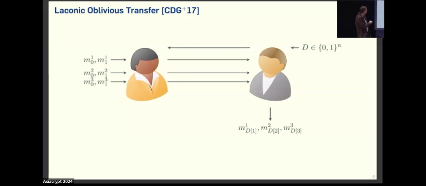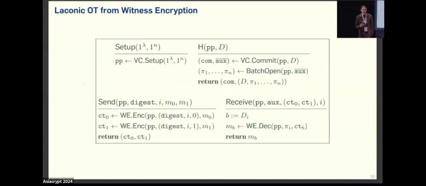So all of this communication needs to be short. So it's much shorter than linear in the database size. So this means using a laconic OT, you can actually make many OTs with very little communication, as long as Bob can commit at the very beginning to all of his choice bits. So how can we get laconic OT from witness encryption?